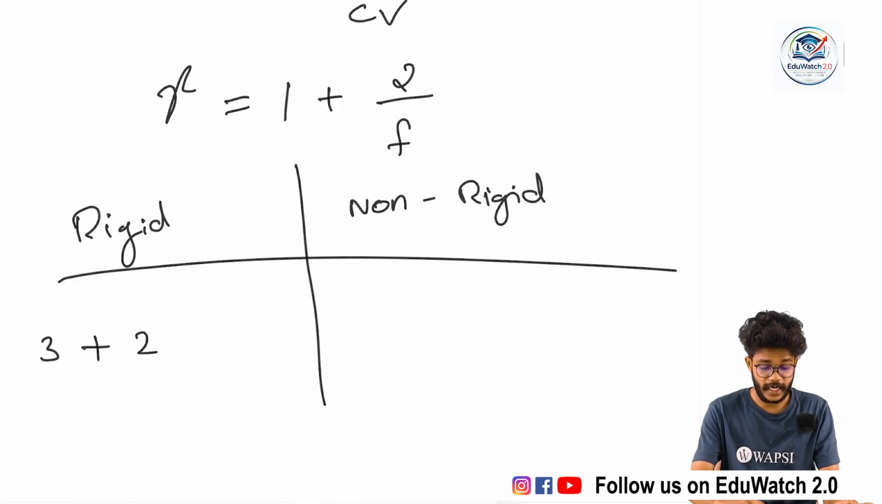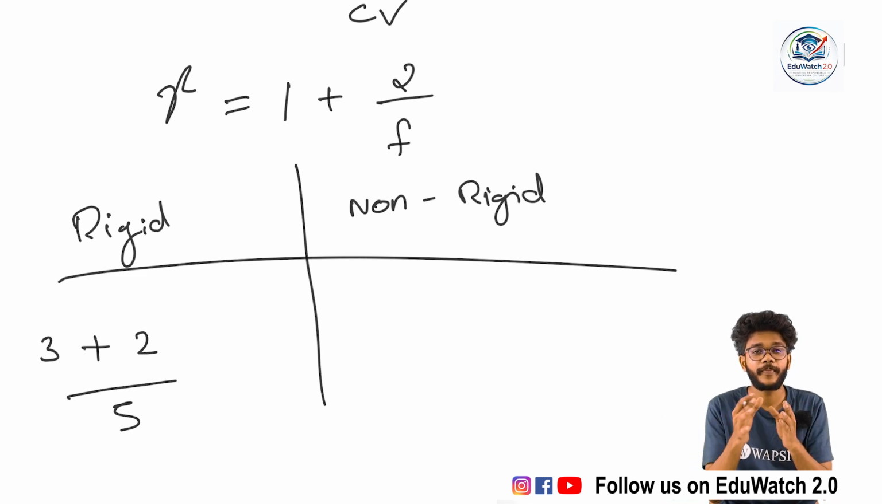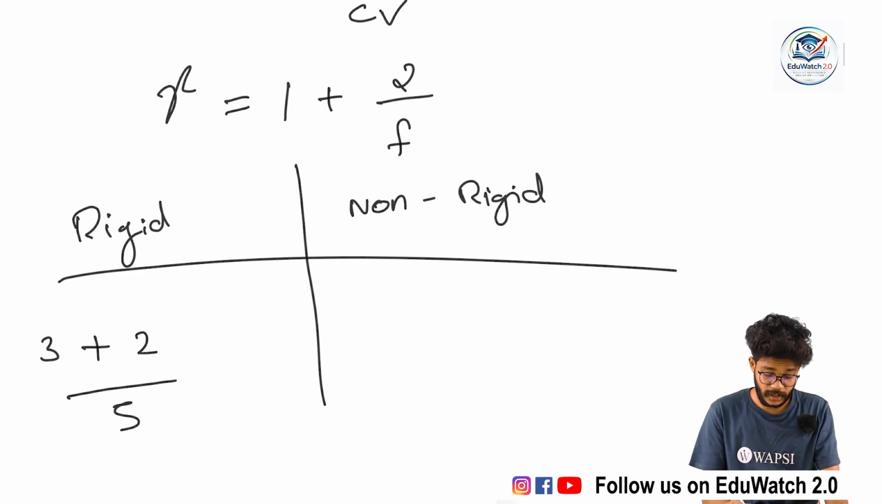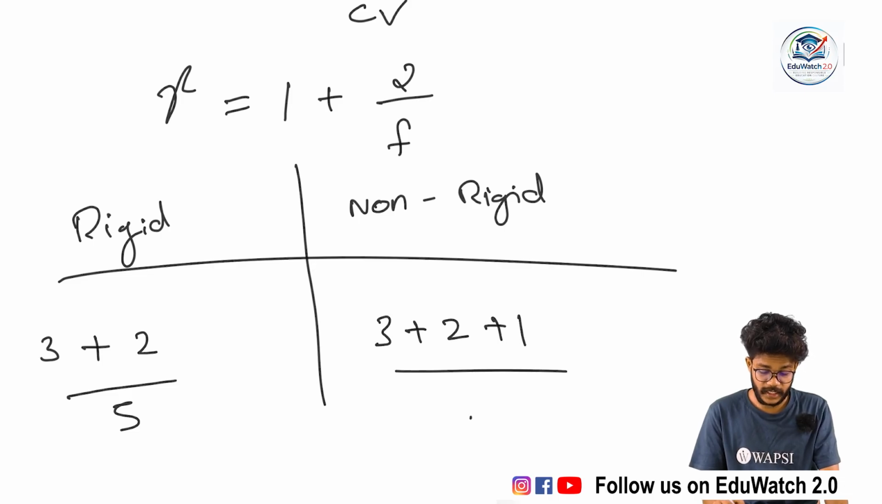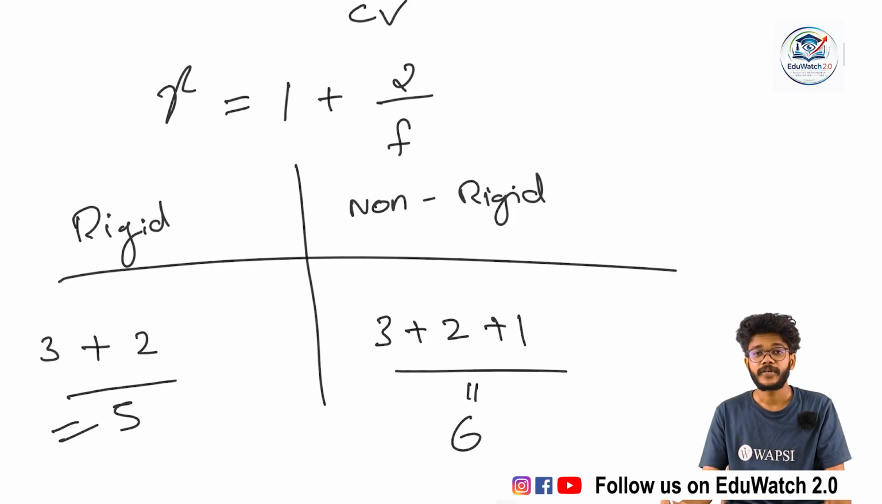In addition to that, 3 translation and 2 rotational degrees of freedom are added. So total 5. In case of non-rigid, vibration is allowed, so 3 plus 2 plus 1, total 6 is given. So these are the degrees of freedom on the basis of the structure of the molecule.